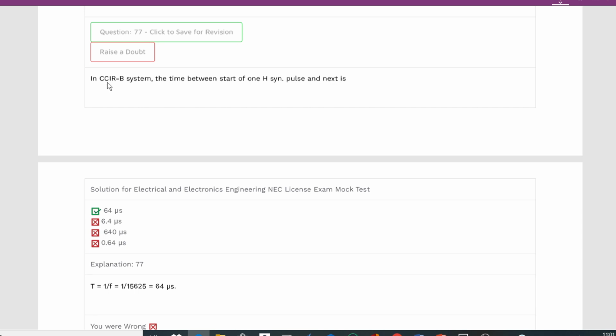And in a CCIR B system, the time between the start of one sync pulse and the next is, so just remember this, 64 microsecond.